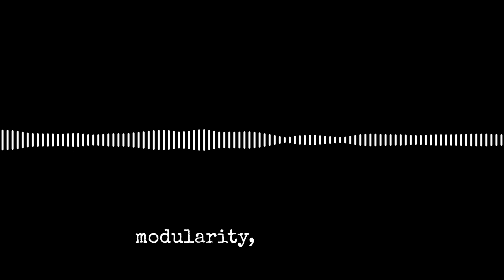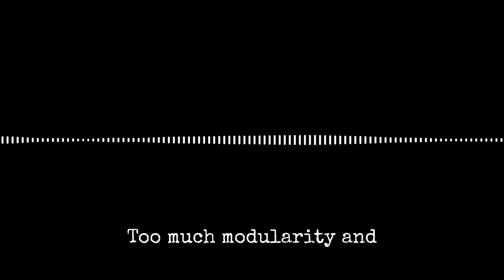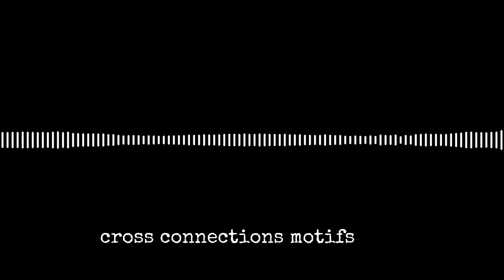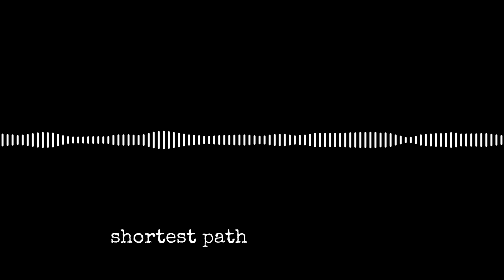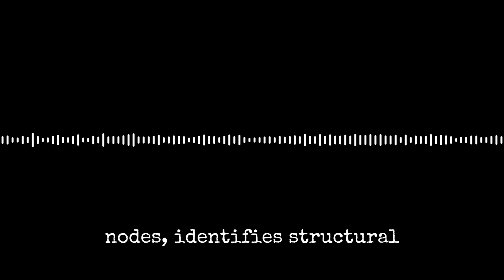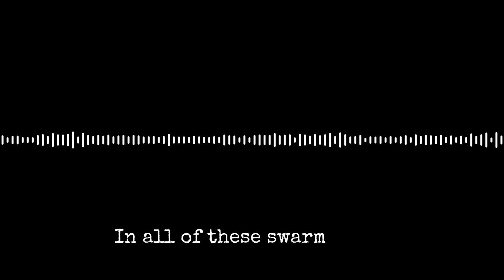You can also look at modularity, how neatly a network divides into communities. Too much modularity, and the piece fragments into isolated sections. Too little, and it becomes a blur. The swarm tends to favor cross-connections, motifs that migrate, without collapsing into chaos. Betweenness centrality, which measures how often a node lies on the shortest path between other nodes, identifies structural hubs, sections that hold the piece together. And the participation coefficient quantifies how well nodes connect across communities. In all of these, swarm music showed signs of integrated long-range structure.